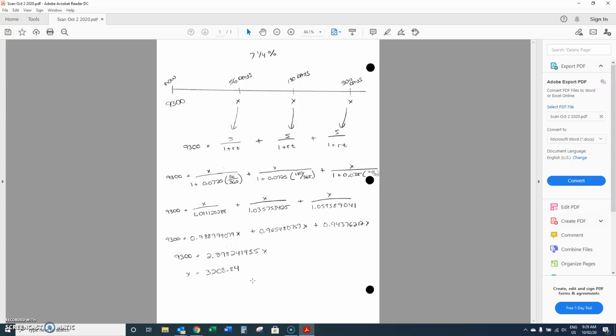So 9300 divided by recall 1, which would bring up your 2.898 blah blah blah equals, and then you get your 3208, and here is where we're going to round. You only want to round your final answer because it's a dollar amount. So it's $3,208.84. So here's where the rounding occurs. We want to avoid rounding throughout the equation and just round at the end.